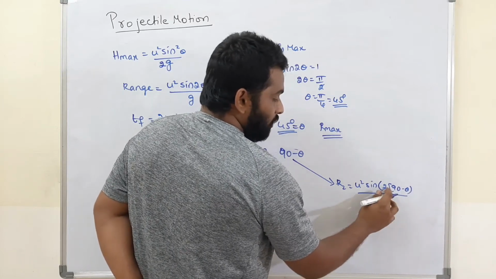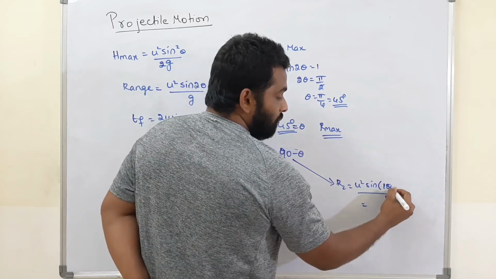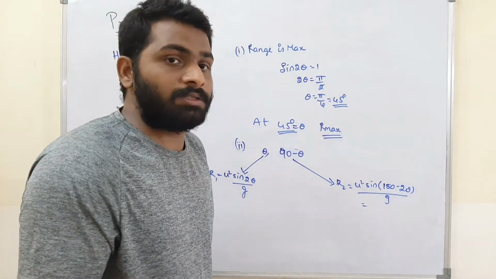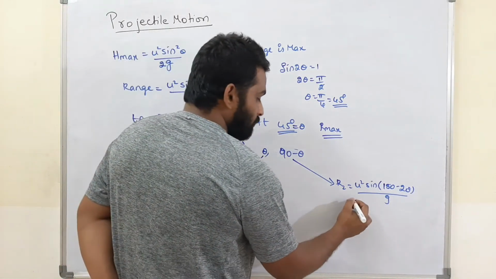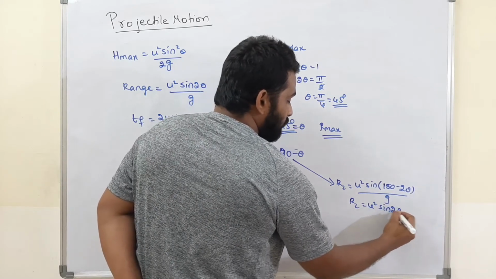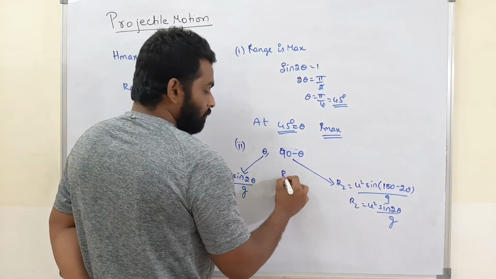Sin of 2 into 90 minus theta is nothing but sin of 180 minus 2 theta. Sin of 180 minus 2 theta is nothing but sin 2 theta only. Therefore, R2 is also equal to u square sin 2 theta by g. That means R1 is equal to R2.